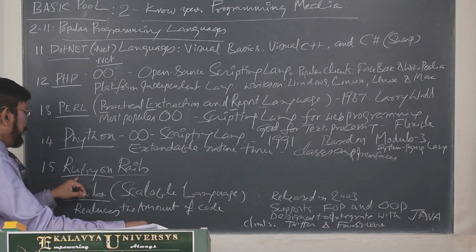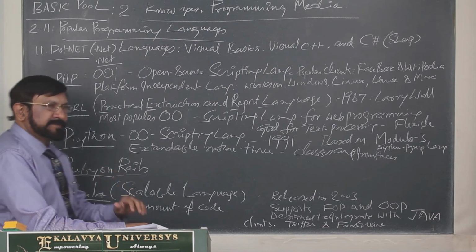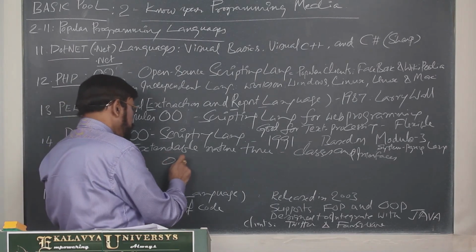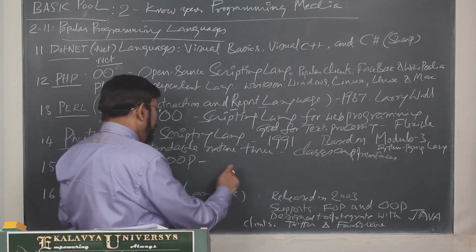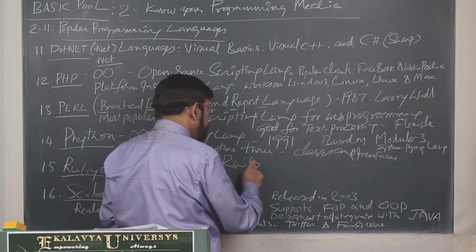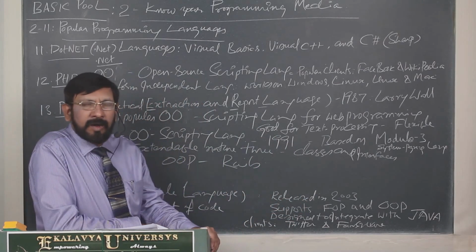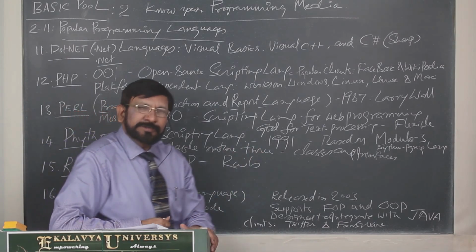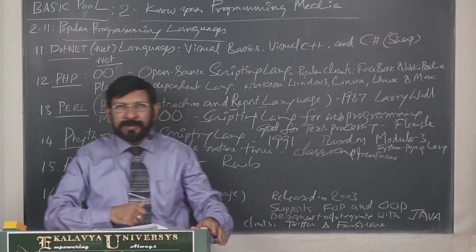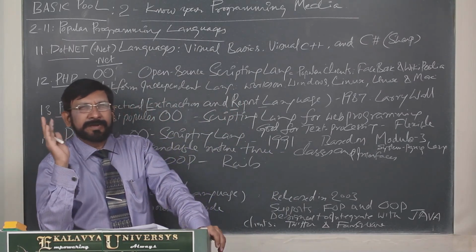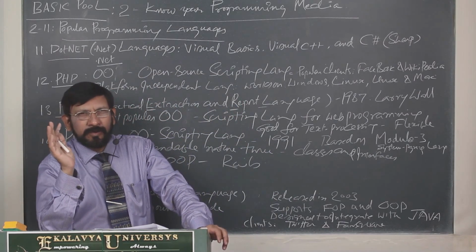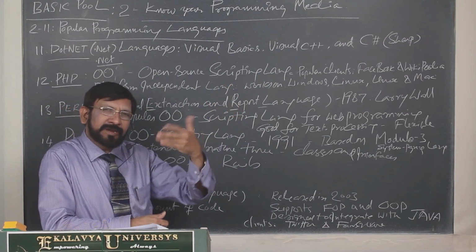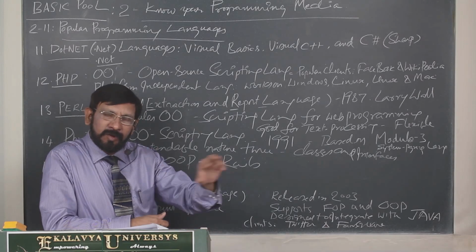Okay. Thereafter, Ruby and Rails. Actually, Ruby is an object-oriented programming language, and Rails is a web application framework. You have to understand what a framework is. A framework provides a lot of ready-made code. Whatever code you want, you can call and use. You need not develop code.